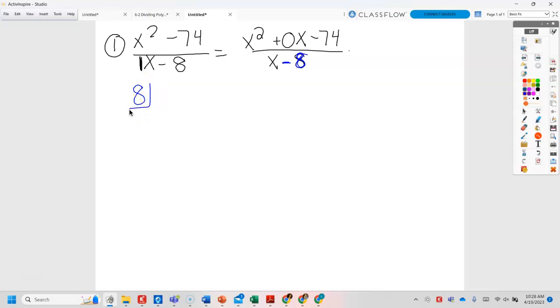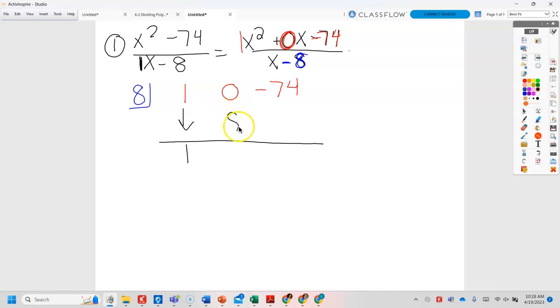Then we are going to write down the coefficients of every term. The coefficients of the terms are the numbers in the problem, so that is a 1, a 0, and a negative 74. In synthetic, step 1 is to always multiply straight down with that first number. So we're going to bring the 1 straight down, and then we multiply and add until we get to our final number.